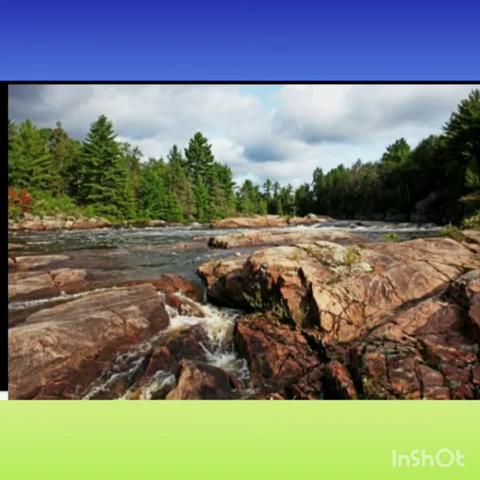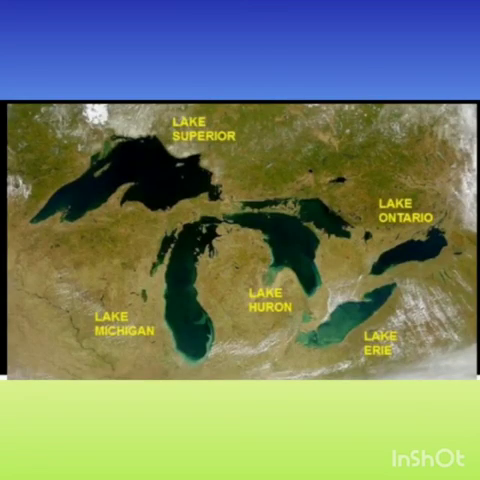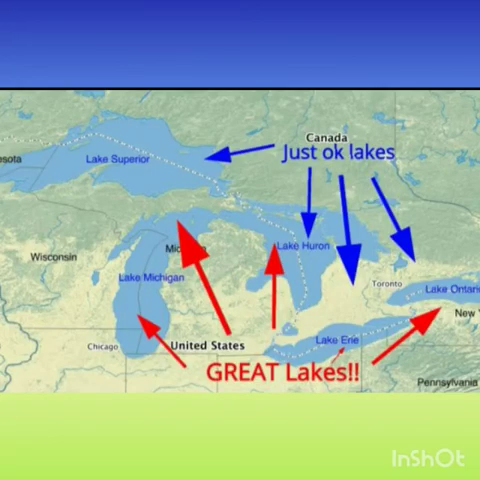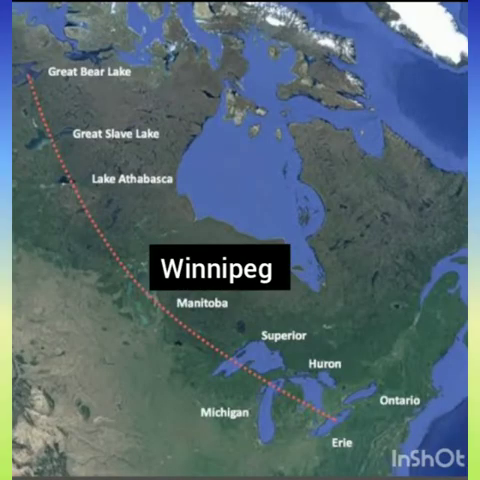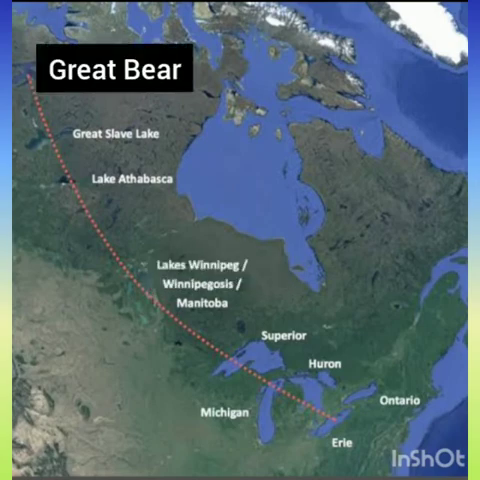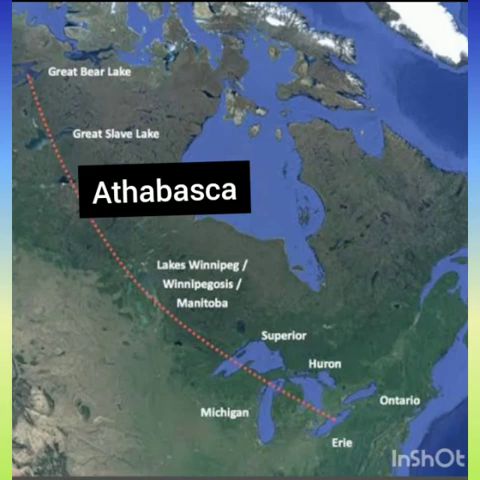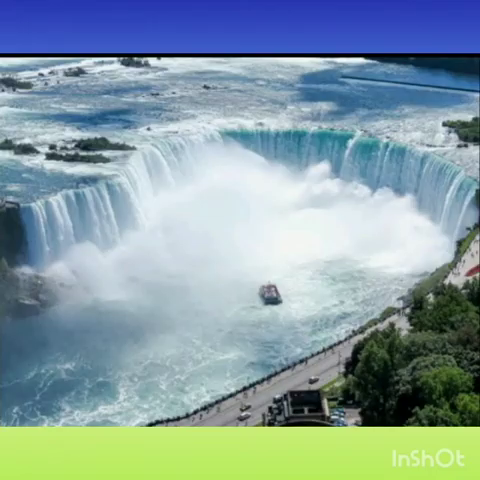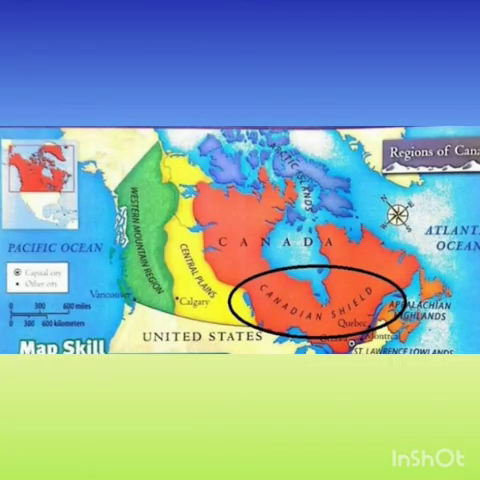The lakes Superior, Michigan, Huron, Erie, and Ontario are together called the Great Lakes. The other major lakes of the Canadian Shield are Winnipeg, Great Bear, and Athabasca. The famous Niagara Falls lie between the lakes Erie and Ontario. The Canadian Shield is rich in mineral deposits.